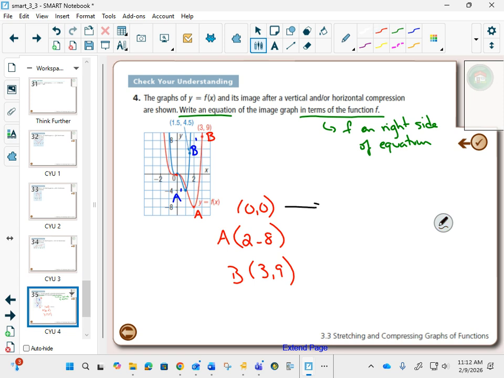Now something happens, and we get the following points on the image graph, blue: 0, 0. On the image graph, we often write the same letters, but we put a little prime symbol, A prime. So the point A is now at 1, negative 4, and the point B on the image graph is now at 1.5, 4.5.